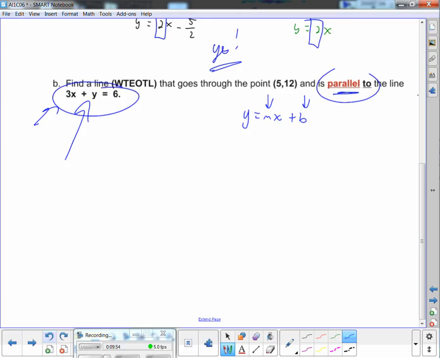Can't we figure out the slope of this line? Let's put this line in the slope-intercept form. That's what we're going to do. And look, all we're going to do on this one's real easy. We're going to add a negative 3x to both sides, right? We end up with y equals negative 3x plus 6.